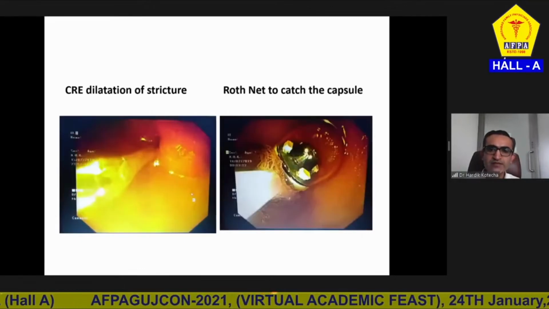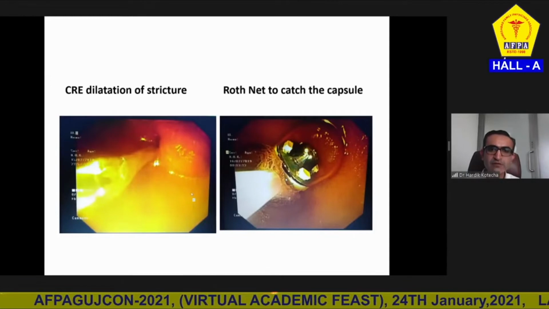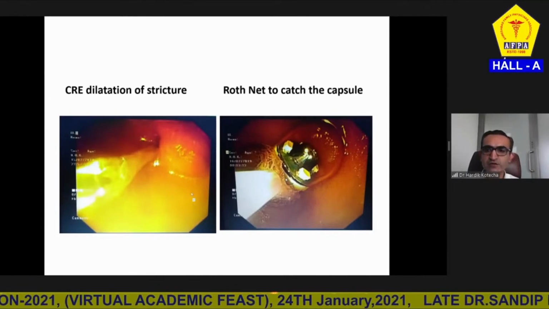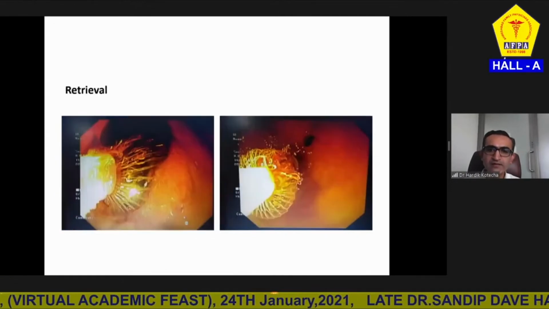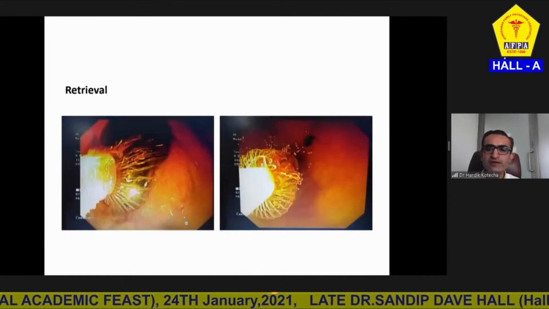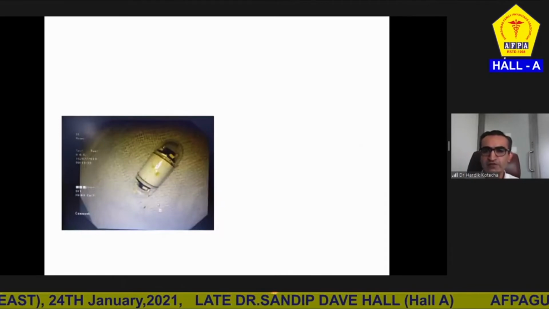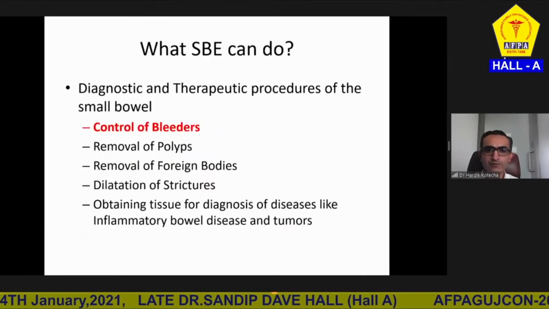And we first dilated the stricture with a CRE balloon. After dilating the stricture, we placed a Roth net to catch hold of the capsule. And gradually we were able to bring it out of the stricture. And the capsule was ultimately retrieved. So this patient was saved from a big laparotomy.